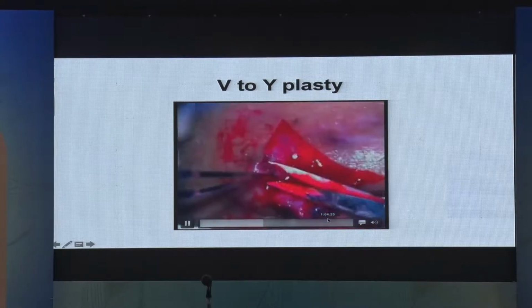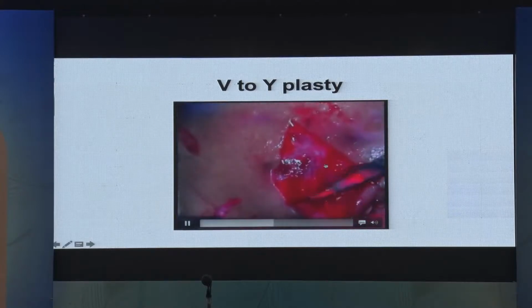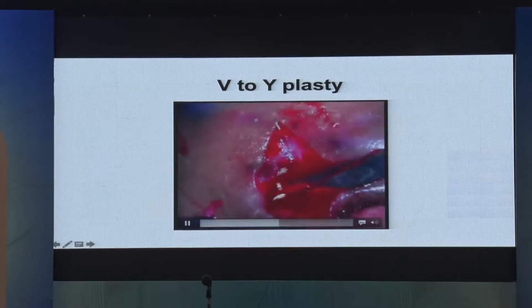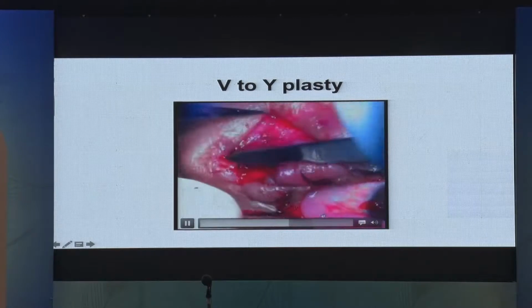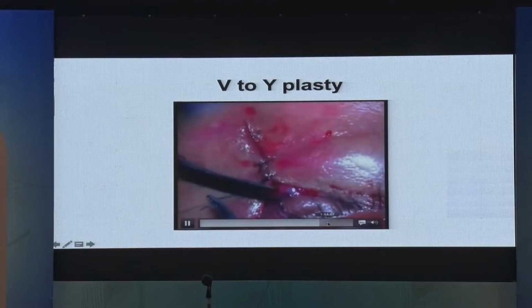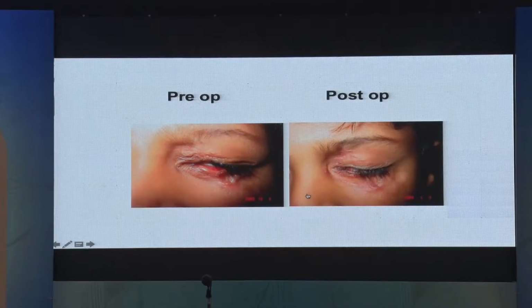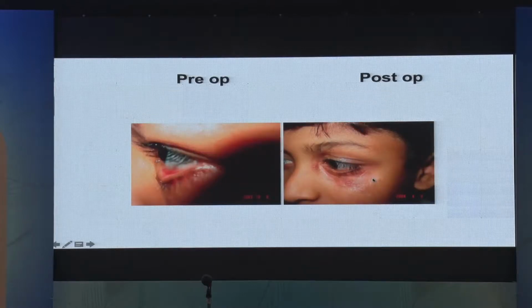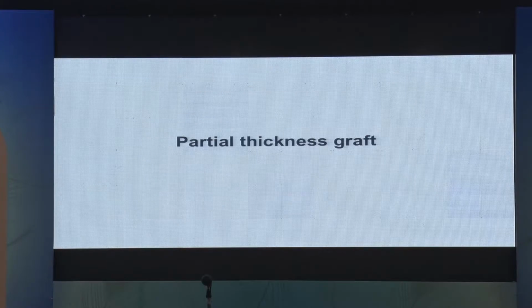The scar is removed from the bed, but as you can see, the skin is coming to lie only up to this point. So we have to mobilize the skin from here, mobilize the skin from the two sides, and then close it like a Y, and that takes care of the ectropion. So this is the pre-op appearance with ectropion here, corrected by VY-plasty, corrected by skin graft, so that the ectropion is taken care of. Where there is a more generalized loss, you need a partial thickness or a full thickness graft.